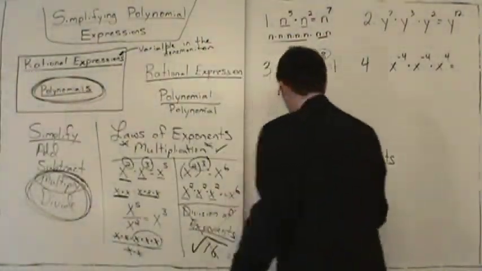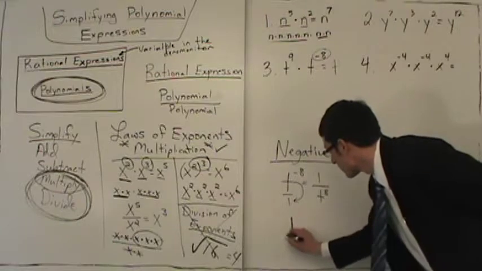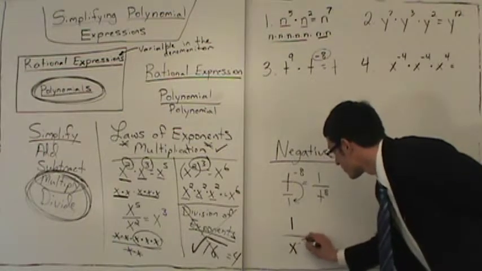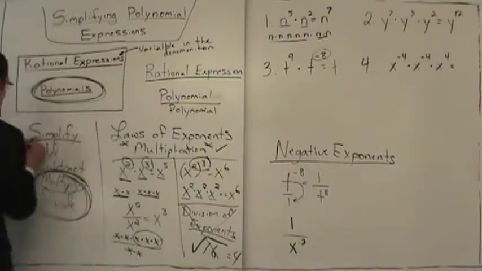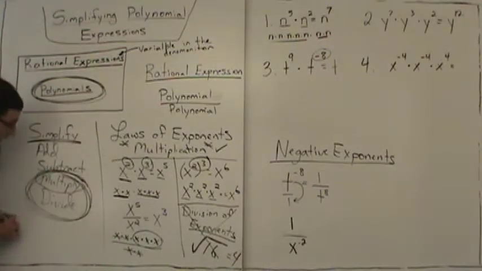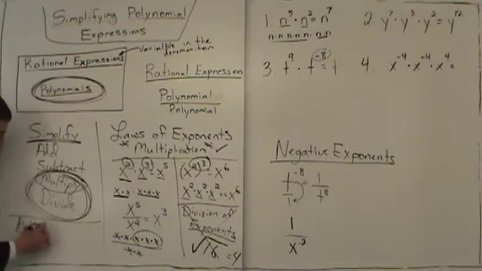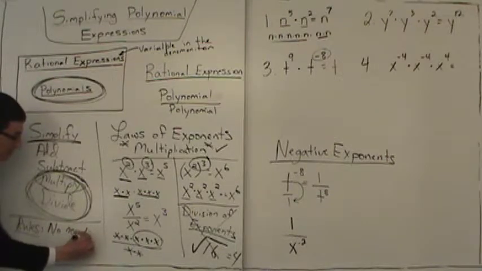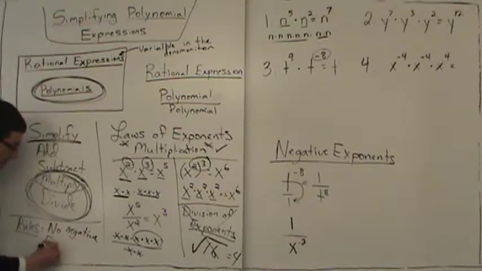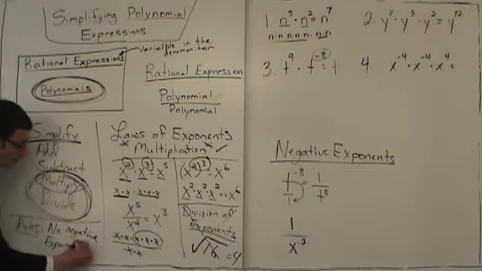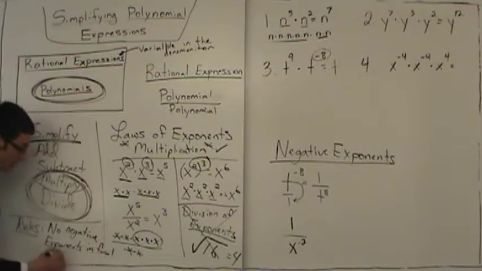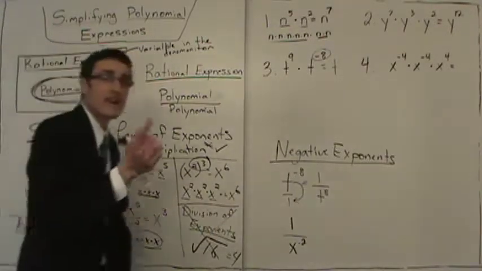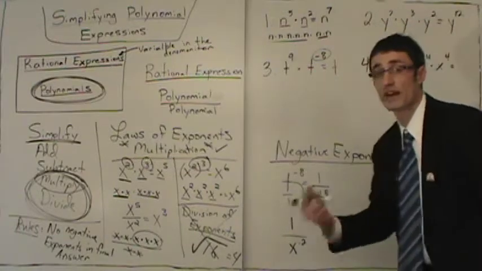Now, what if I write x here? What if I write 1 over x to the negative 2? Remember that the rules of simplify, there are unwritten rules for simplify. Rules say no negative exponents in final answer. No negative exponents in final answer. So we have to convert negative exponents to positive exponents in order not to lose points.